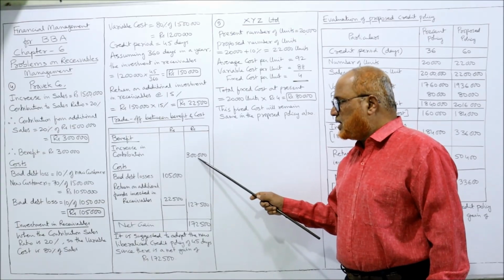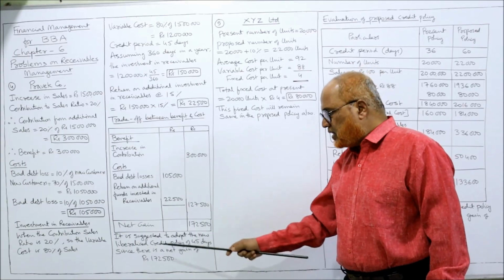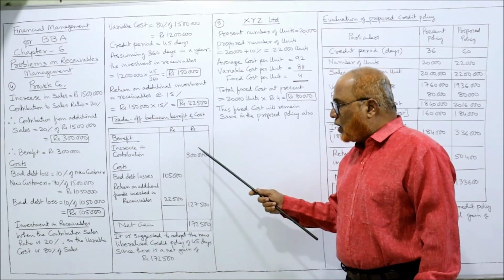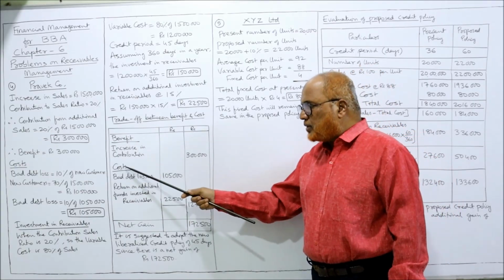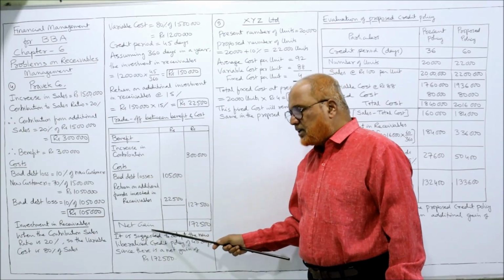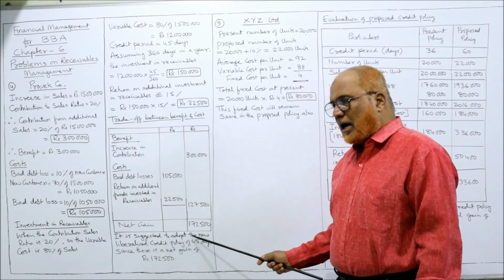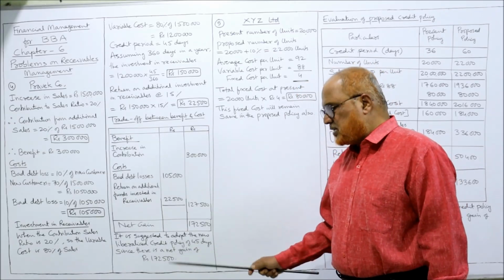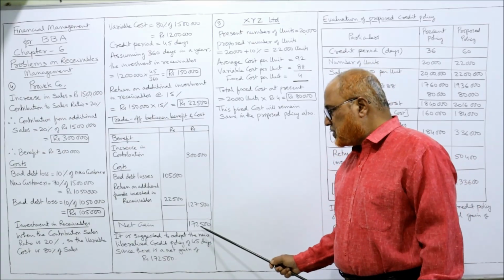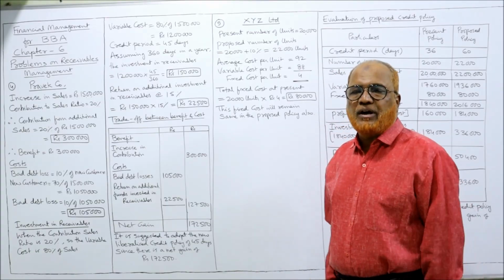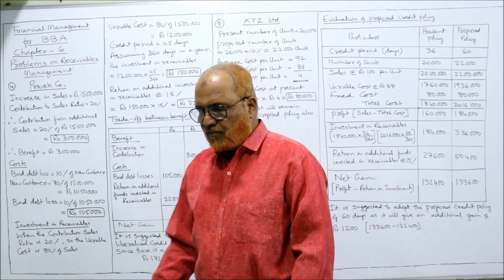Now subtract 3 lakh minus 1,27,500. You will get 1,72,500. This is the net gain, because contribution is more than cost. Benefit is more than cost. So that's why we are getting net gain. So the ultimate suggestion is to adopt the new policy of 45 days, since it gives a net gain of rupees 1,72,500. That's all. This is the complete explanation of problem number 4.